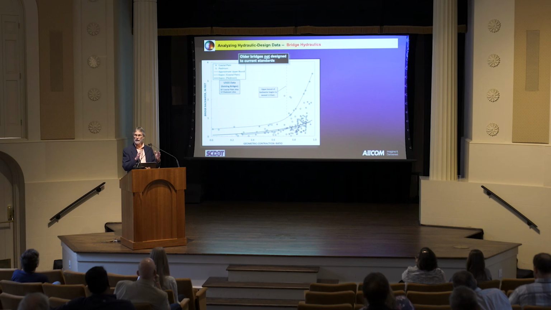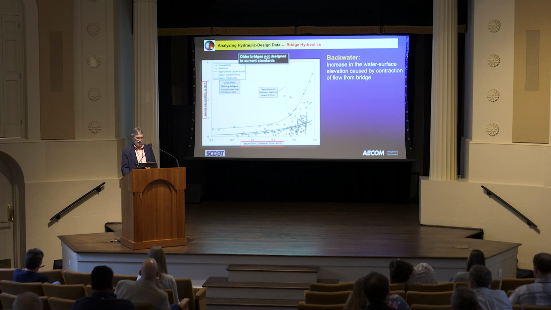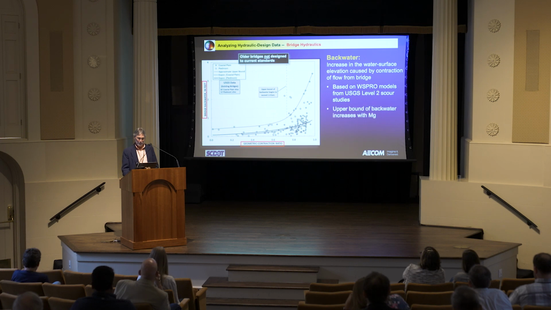And as you can see in this graph, as you constrict the flow more, eventually your backwater is going to start going up pretty quickly. So you can see here backwater versus contraction ratio. This is based on the WSPRO model, which some of you may have never heard of. But the upper bound of backwater is increasing as the contraction ratio increases, which is what you would be expecting.